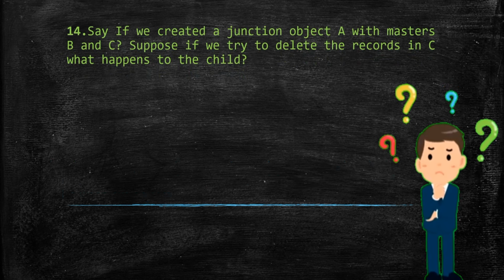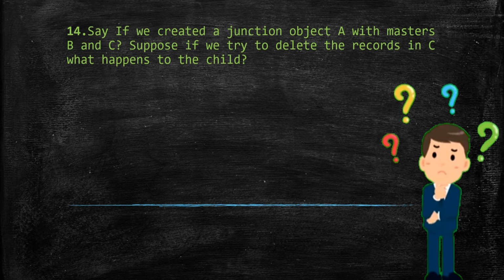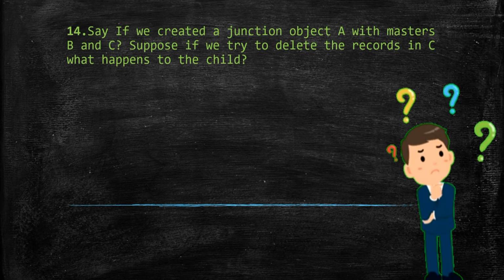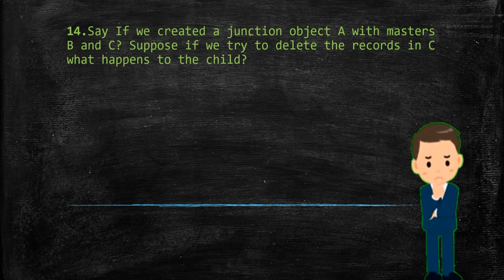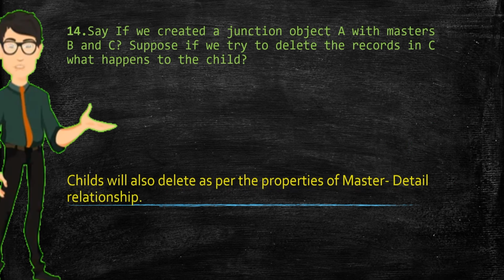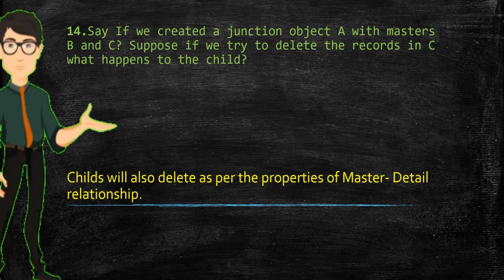Question number 14 is, if we created a junction object A with masters B and C, suppose we try to delete the record in C, what happens to the child? So the child will also be deleted as per the properties of the master detail relationship. And yeah, this is all about it.